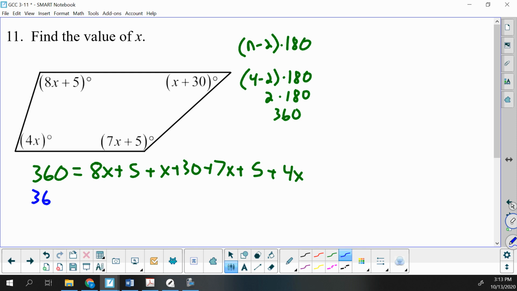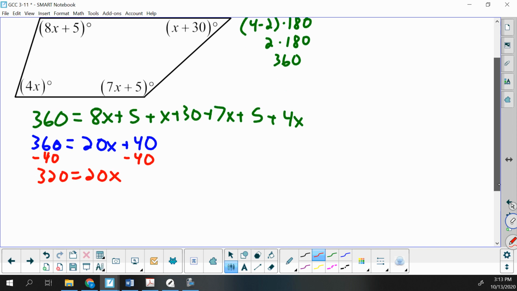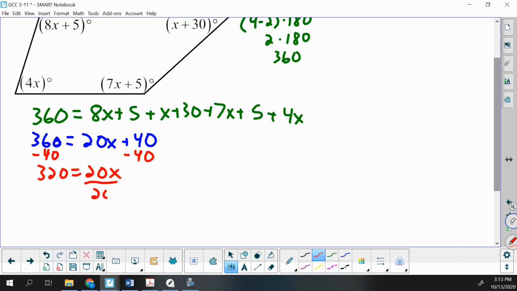We'll just add up those 4. So on the right, we can combine like terms. 8x and 1x is 9x. Plus 7x is 16x. Plus 4x is 20x. Our constants, 5 and 30 is 35. And another 5 would give us 40. So plus 40 on the end. We'll subtract the 40 over. And that'll give us 320 equals 20x. Divide both sides by 20.